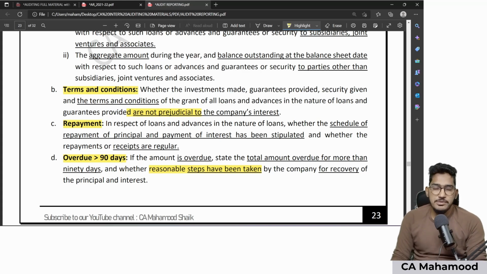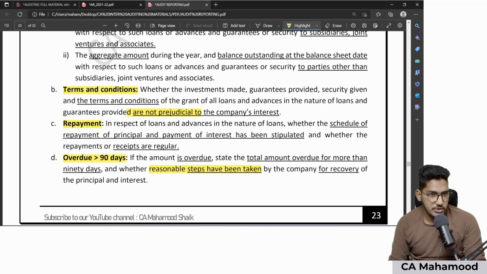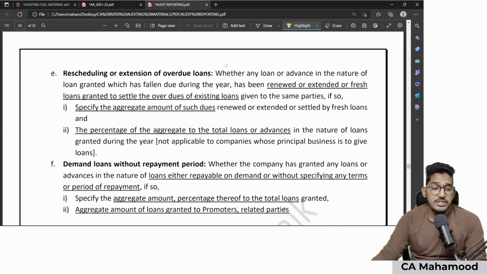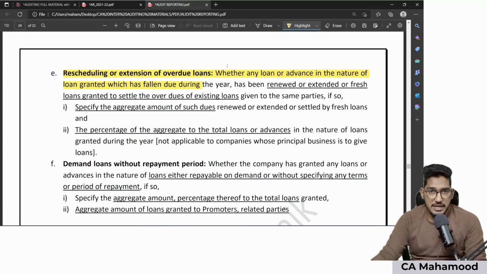What could be reasonable steps? Selling the security, filing a case on them, etc. Whatever it is, I need to check whether reasonable steps are taken by the management for recovery or not. Then we have rescheduling or extension of the loans, which means your company has given some loan in the past and that loan has fallen due during the year. In the current year, the due date is there. When the due date is in the current year, your client should have collected the money.